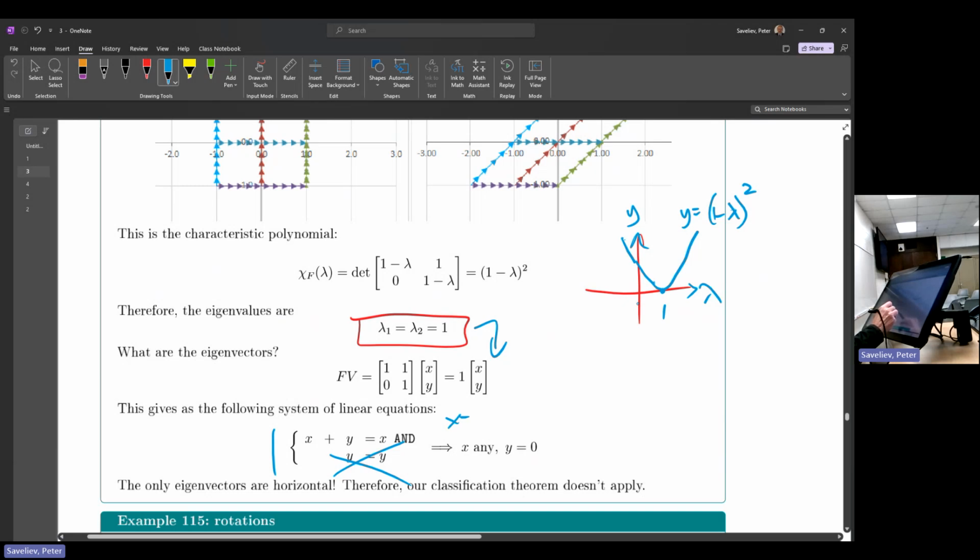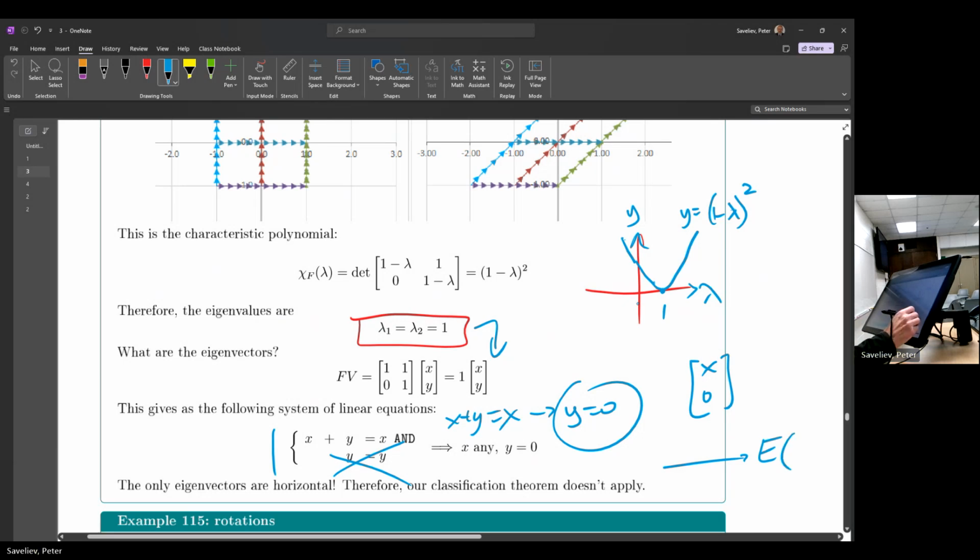So x plus y is equal to x. Okay, or y is equal to 0. Okay, so that is a very simple space. In other words, all the vectors in the eigenspace look like (x, 0). Okay, so these are all horizontal vectors, which indicates that this is my eigenspace of 1.